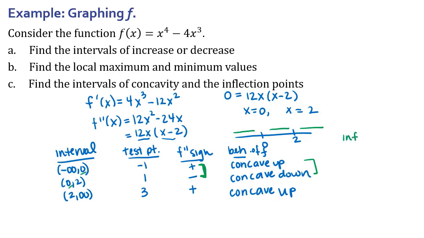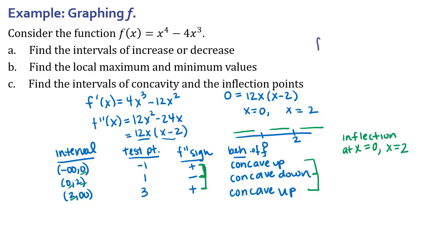So our inflection points happen at x equals 0. And then it happens again as it changes from negative to positive, so concave down to concave up, on the interval, it happens at x equals 2. So those inflection values happen at each of those points.